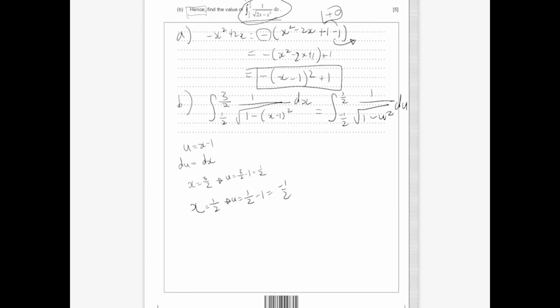And if you refer to your formula booklet, you know that the integration of this form gives us arcsin u. So we have arcsin(1/2) minus arcsin(−1/2). This gives us π/6 minus (−π/6). That's going to give us π/3.